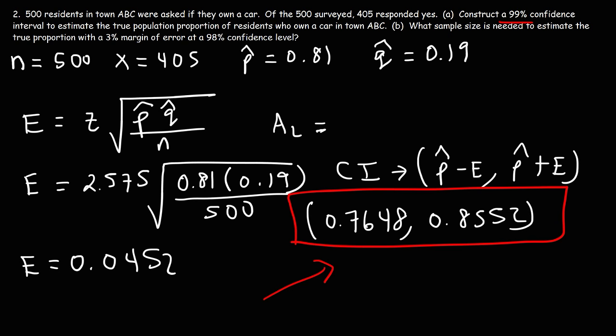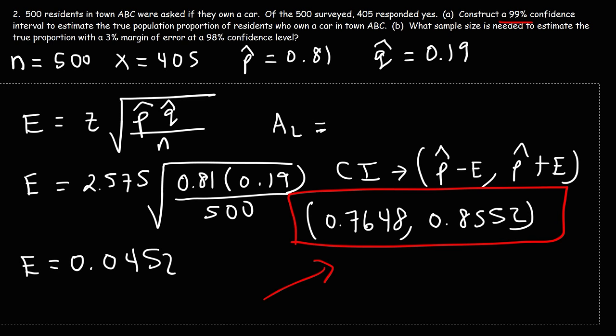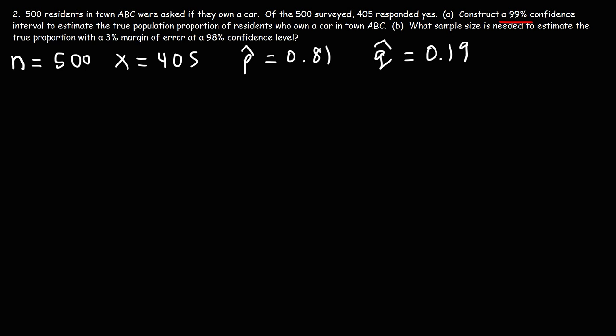Now let's move on to part B. What sample size is needed to estimate the true proportion with a 3% margin of error at a 98% confidence level? So go ahead and try that. We need to calculate n. Our margin of error is 3% or 0.03.